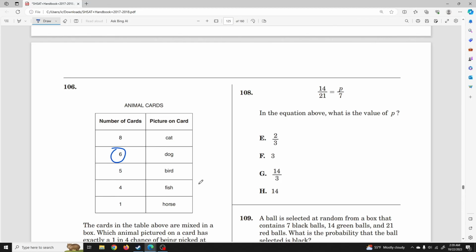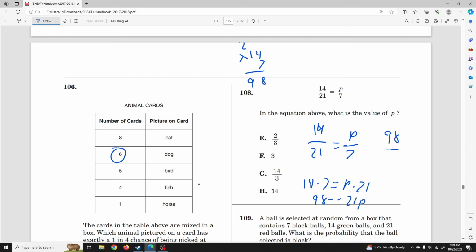Lesson 108, it says in the equation above, what is the value of p? My favorite trick on the test, cross multiply. So here we have 14 times 7 is equal to p times 21. 14 times 7 is 98. 98 is equal to 21p. Here we have 98 divided by 21.